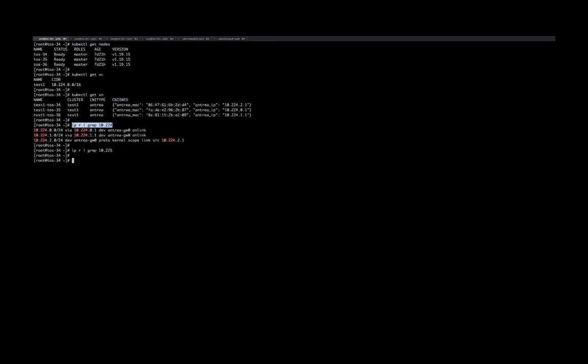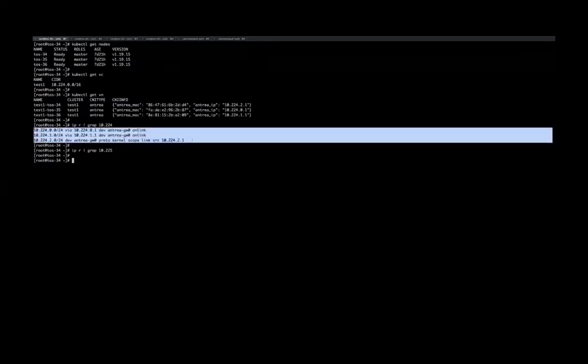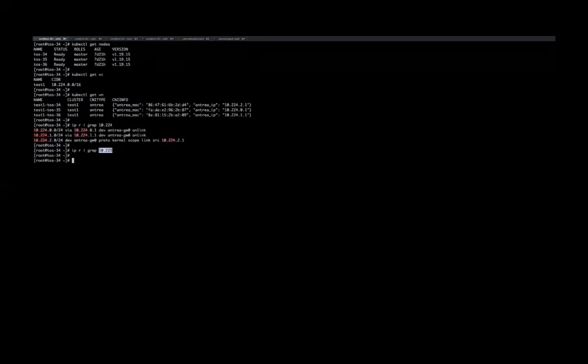Look at the host route. You can see that there are some host routes for every node. Also confirm that there are no other host routes.